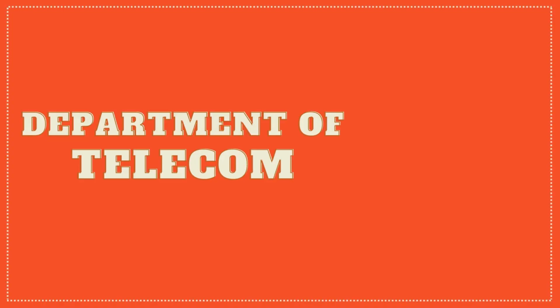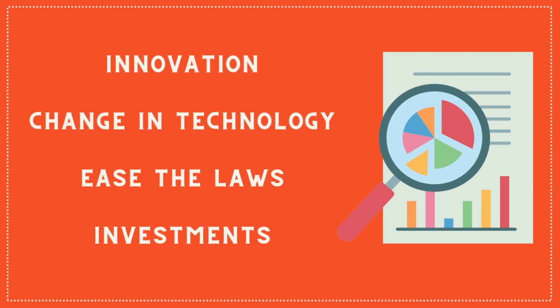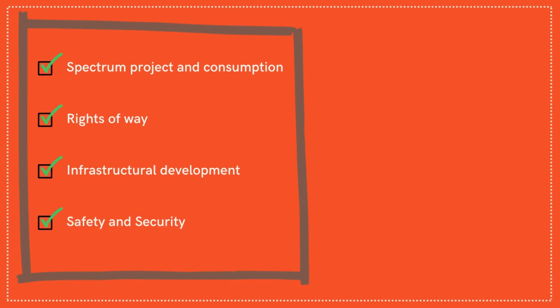The Department of Telecom has made a report on the renewal of telecom rules to be updated along the lines of innovation, change in technology, and to further ease the laws and encourage investments. The government has proposed that the new agenda should be framed in very simple language for the convenience of understanding. Spectrum project and consumption, rights of way, infrastructural development, safety and security are some of the aspects the Department of Telecom expects to address in the new regulation.